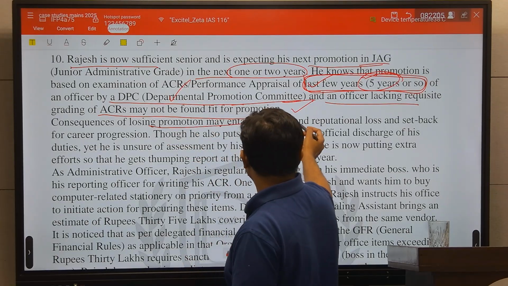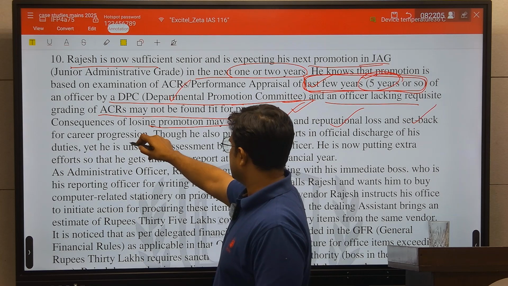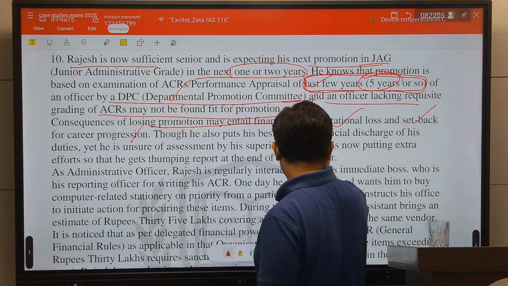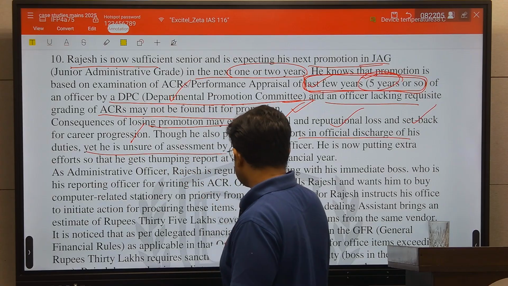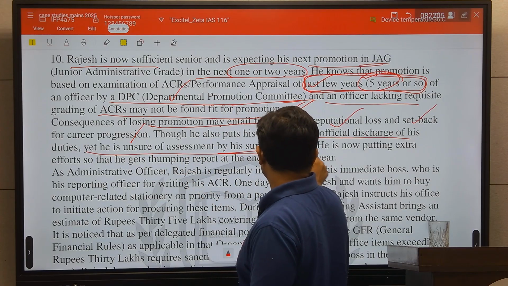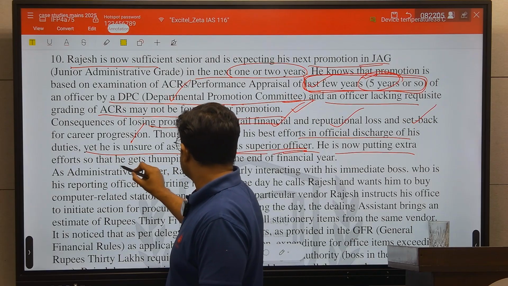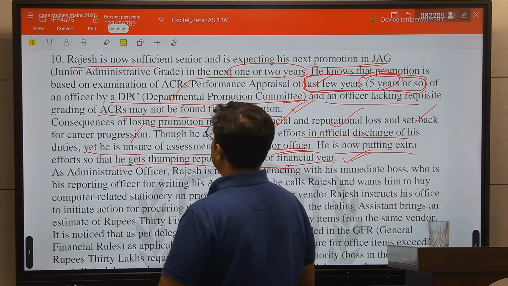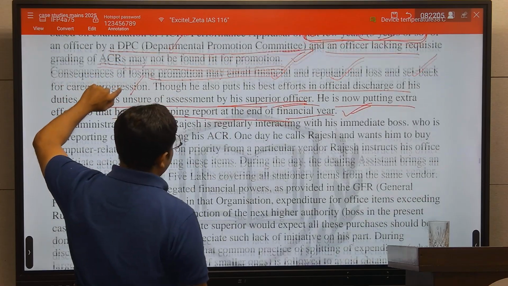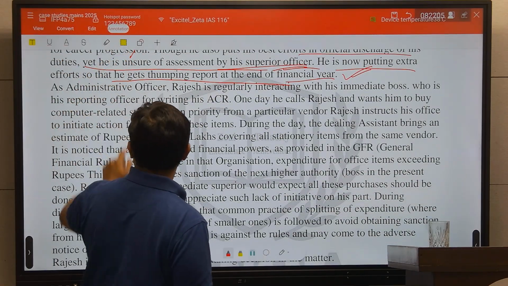Consequences of losing promotion may entail financial, reputational loss and setback for career progression. Though he puts his best effort in the official discharge of his duties, he is unsure what assessment the senior officer will make. He is now putting in extra efforts so that he gets a thumping report in the financial year. Okay, so in the financial year he is putting in a lot of efforts.